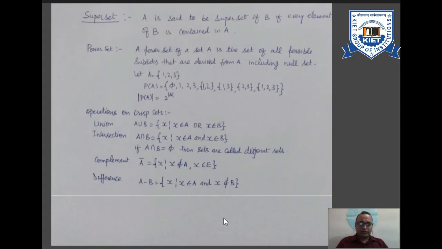The power set is a set of all possible subsets that can be derived from the given set. Say for example, there is a set A = {1, 2, 3}. The different subsets which can be drawn from A make the power set of A, represented by P(A). Here phi is one subset, 1 alone is one subset, 2 alone is one subset, 3 alone is one subset, {1, 2} can be made as a subset, {1, 3}, {2, 3}, {1, 2, 3}. They all are subsets which we can make from the given set A.